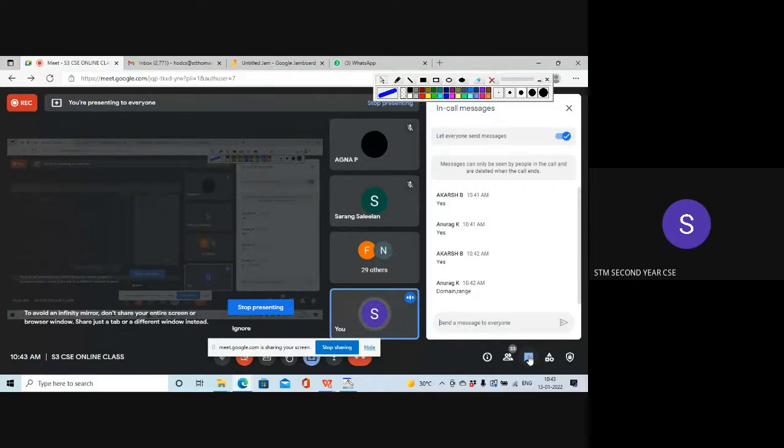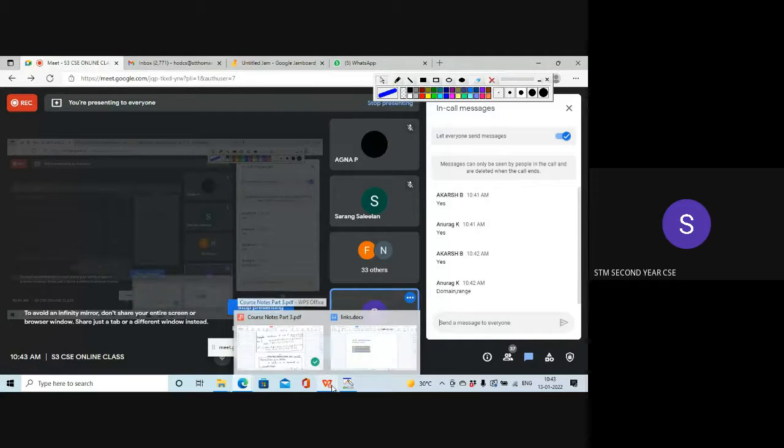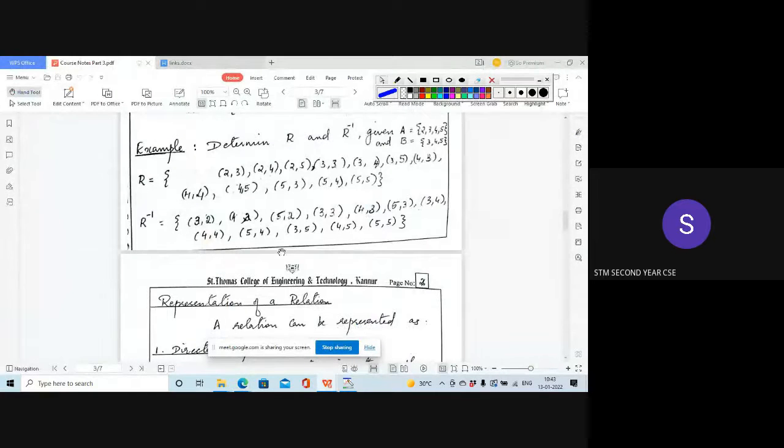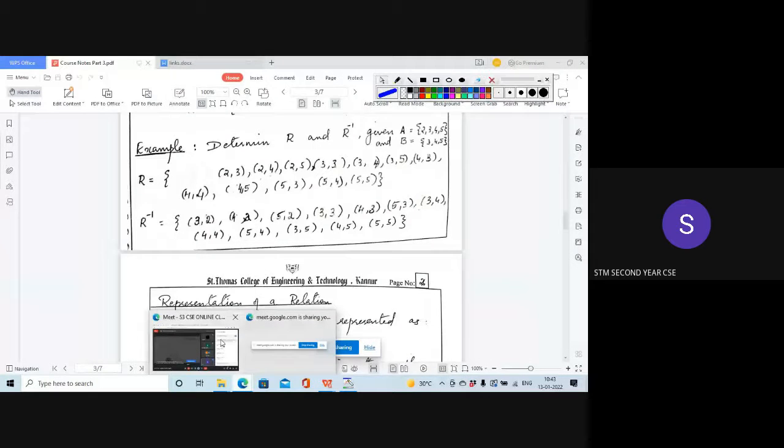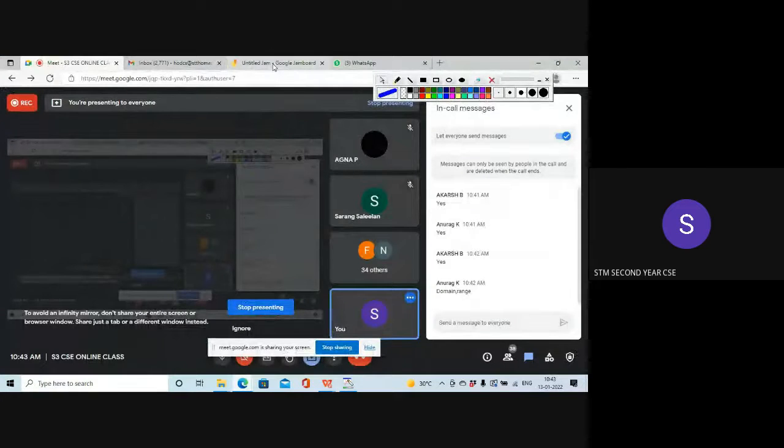Do you remember what is R complement? Complement of a relation R. What do you mean by complement of a relation R? Anyone please respond? What is complement? Nobody knows? Now please respond.